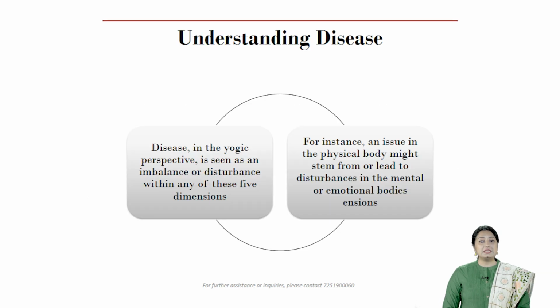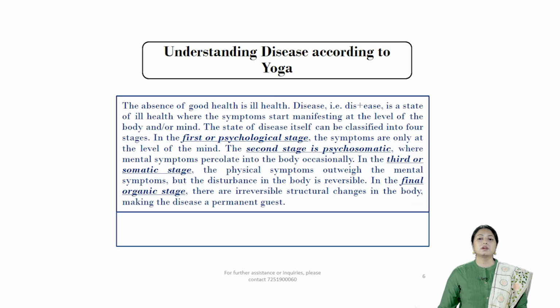So, we'll understand what is disease according to yoga, how yoga describes disease. The absence of good health is ill health. Disease, that is, dis plus ease, is a state of ill health where the symptoms start manifesting at the level of the body and or mind. The state of disease itself can be classified into 4 stages.